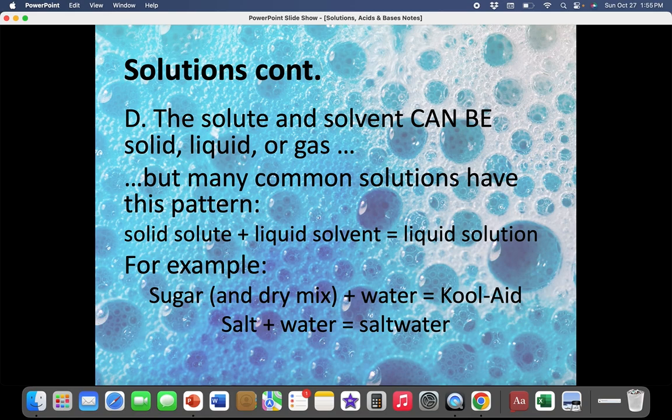So you get this soupy mixture that we call salt water, for example, and it can vary in salinity or saltiness, so to speak. But salt is the solute, the water is the solvent, and then salt water is the solution or the mixture of the two.